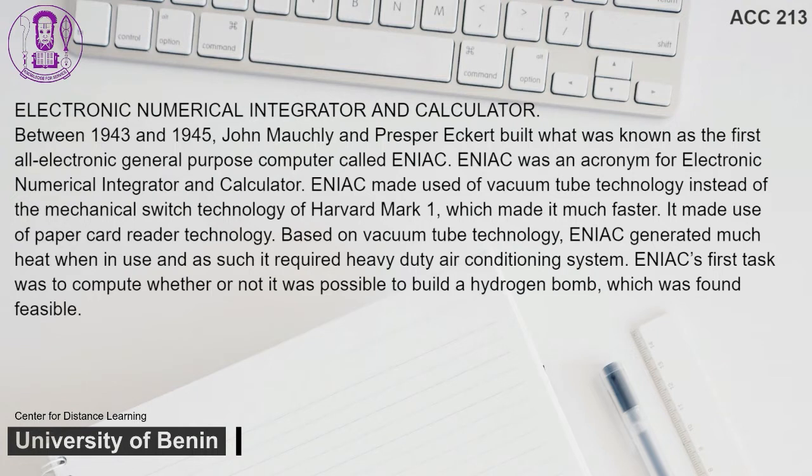Based on vacuum tube technology, ENIAC generated much heat when in use, and as such, it required a heavy-duty air conditioning system. ENIAC's first task was to compute whether or not it was possible to build a hydrogen bomb, which was found feasible.